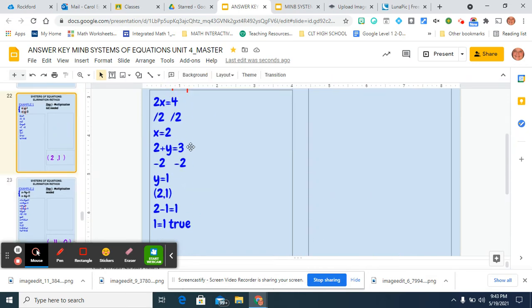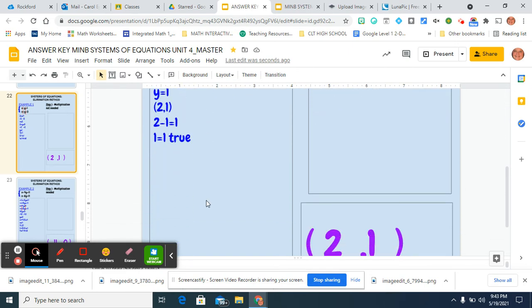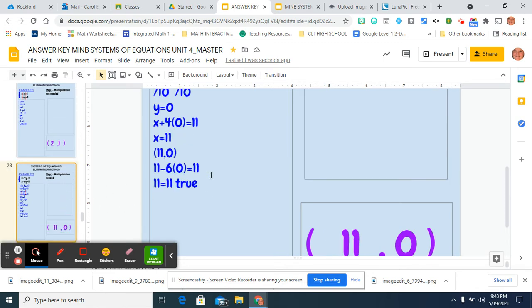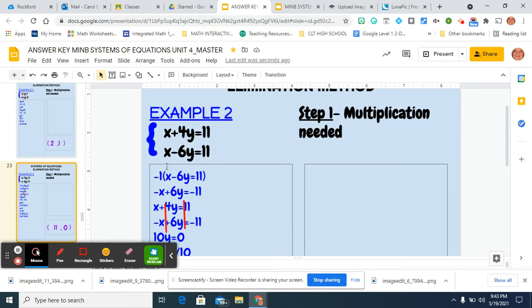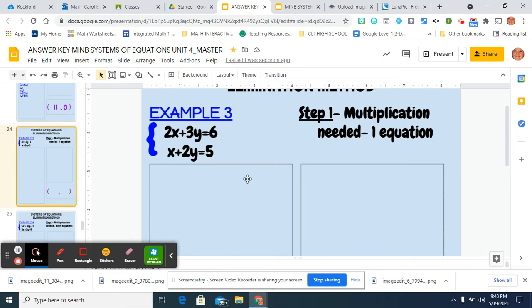So first one, no multiplication was needed at all, and we got our answer 2, 1. Second one, we just had to multiply by a negative and essentially flip the sign of one of them so that we can create that additive inverse in between the x's. So now we're going to move on to the third example. And in this example, we're not going to be able to multiply by negative 1. We're going to have to multiply by a number. So I have 2x plus 3y equals 6 and x plus 2y equals 5.